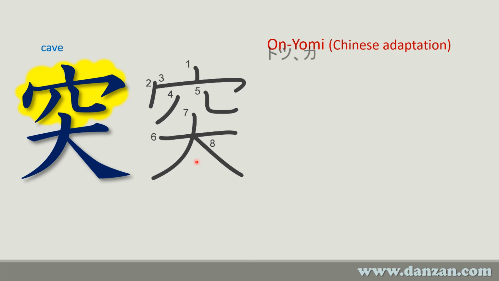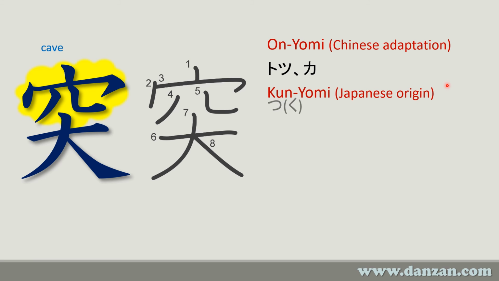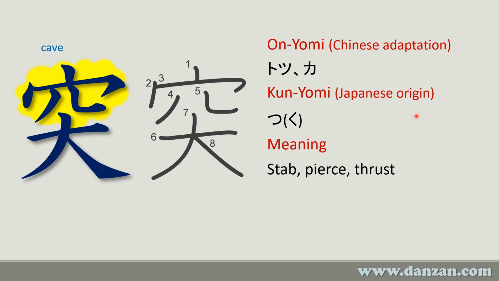The Chinese reading of this is as follows. It can be totsu, that's to and then tsu, totsu, or ka. The kunyomi is tsuku, and that can also be said tsuki, as we'll see in the examples. The meaning of this is to stab or pierce or to thrust.